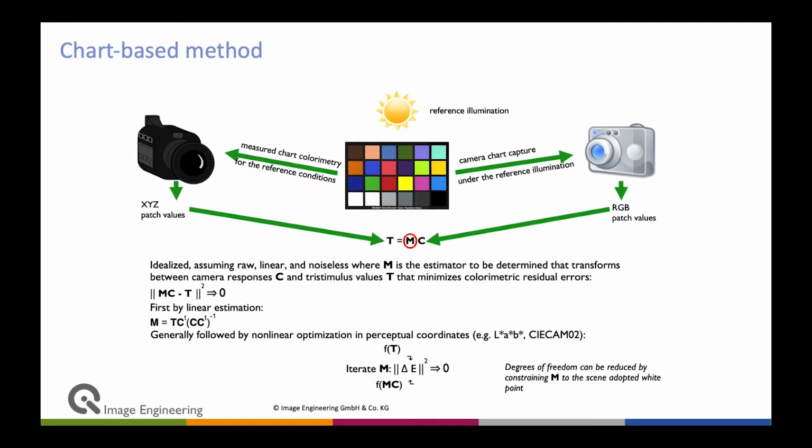So how does that look? As shown here, you capture a test target with your camera under test. That creates your camera data. And then you take a suitable measurement device that measures the XYZ values of each of these patches. So that gives you the training data. And then in this equation, you have T and you have C, and you're looking for M. That is a mathematical problem that you need to solve. Most likely what you do is that you first do a linear estimation, and then have some further optimization where you iterate over it to give you a 3x3 matrix.